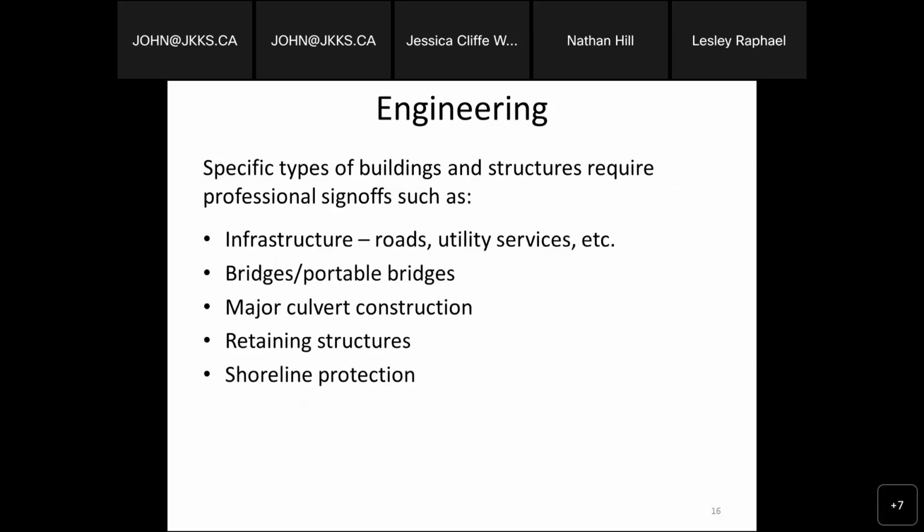When we talk about the engineering side of things, the other was primarily buildings. How about other services? So for example, a few examples on the engineering side of the sign-off discussion. The following are also mandatory for engineering practice. So we can see infrastructure such as roads and utilities, bridges and portable bridges, major culvert construction, retaining structures, and certainly things such as shoreline protection. So again, these are just a few of the many examples that apply to buildings and structures for engineers.